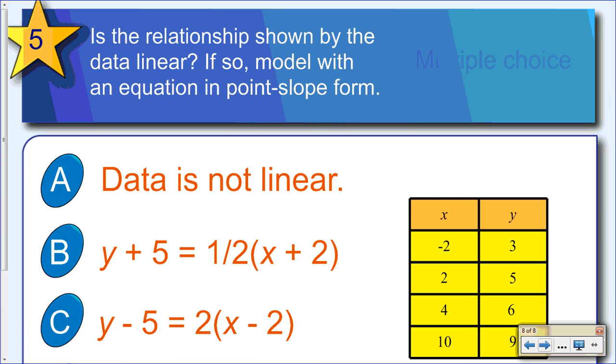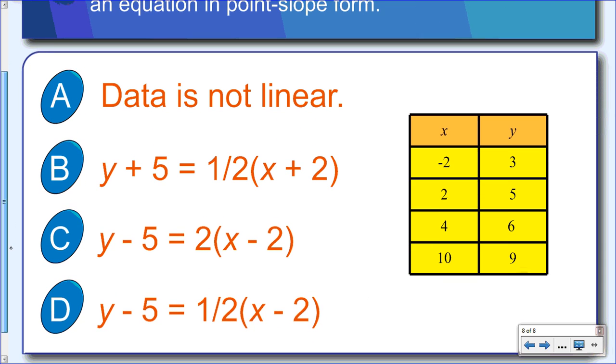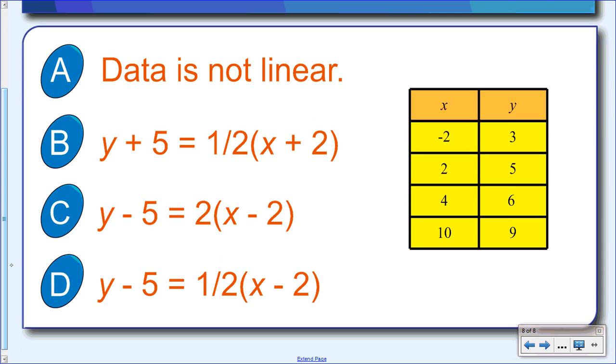All right. Is the relationship shown by the data linear? If so, model an equation in point-slope form. All right. So we're going to have to find our rate of change. So this is a change of 2. This is a change of 1. This is a change of 3. This is a change of 4, 2, 6.